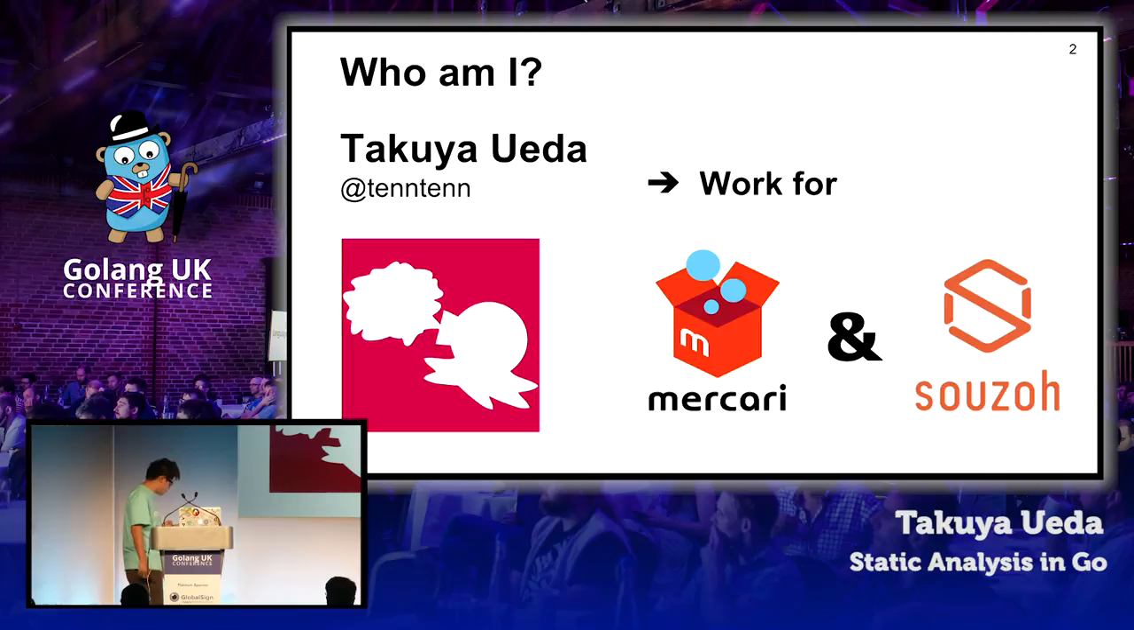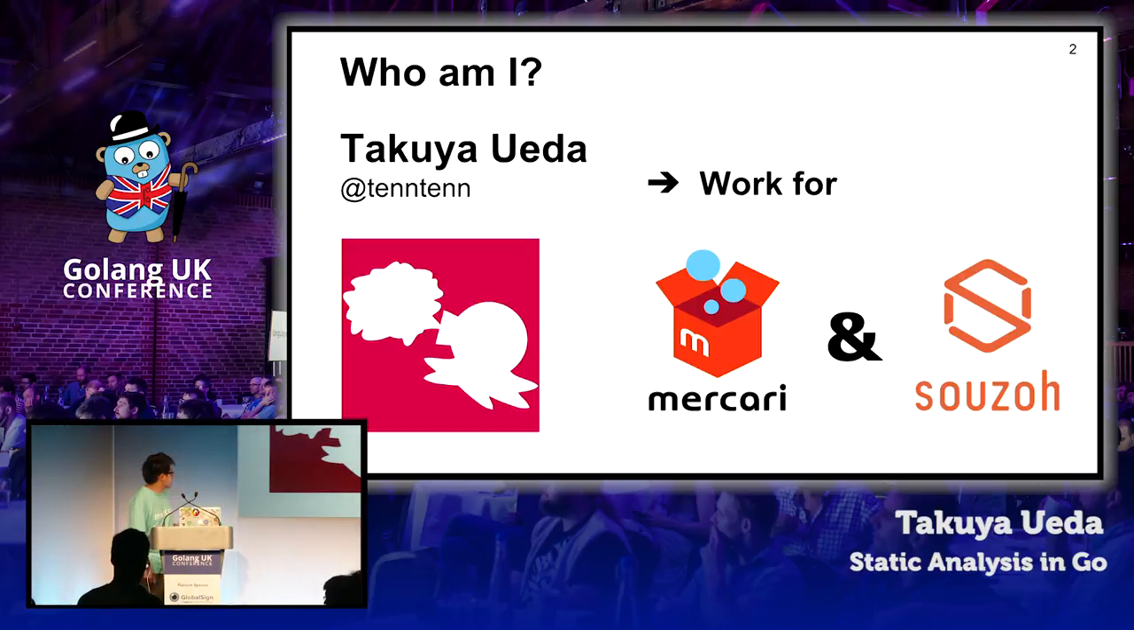Who am I? My name is Takuya Ueda. It is my first time to stay in London. I'm very happy to give my talk here. My Twitter ID is 1010.